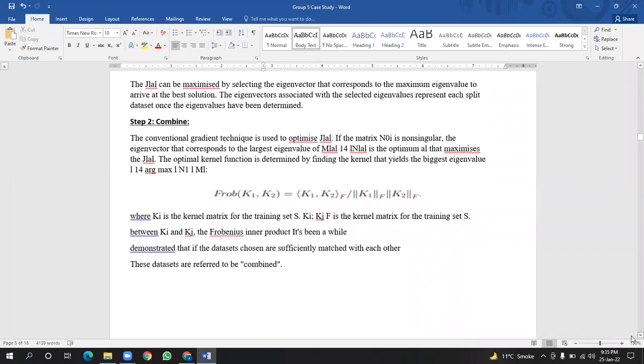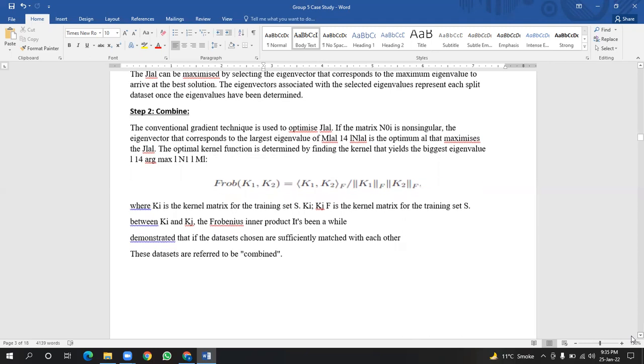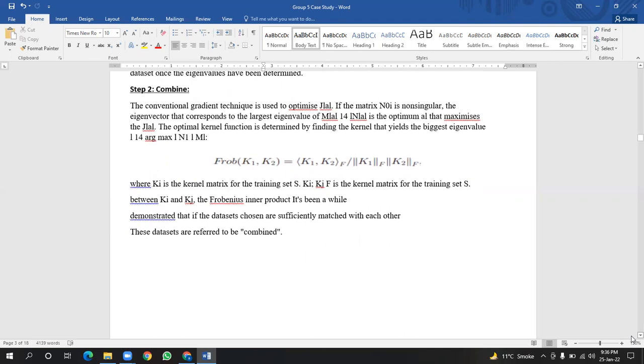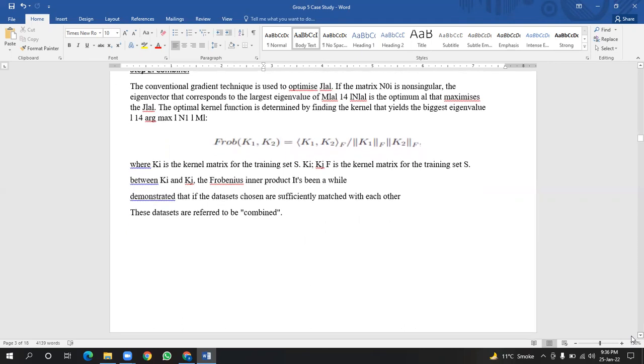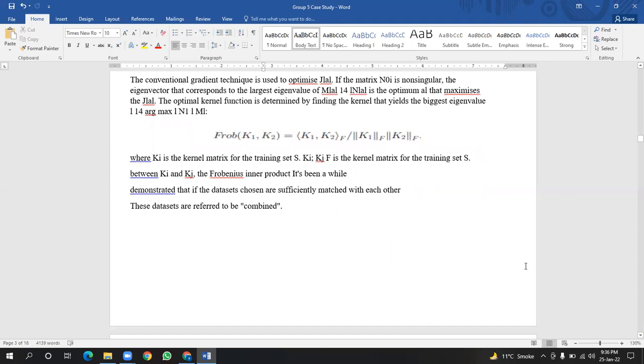In the step to combine the databases, the conventional gradient technique is used to optimize J(A). If the matrix N naught is non-singular, the eigenvector that corresponds to the largest eigenvalue of this formula is the optimum A that maximizes the J. The optimal kernel function is determined by finding the kernel that yields the biggest value. So here is the formula K1, K2, where Ki is the kernel matrix for the training set, Kj is the kernel matrix of the training set, and between Ki and Kj is the Frobenius inner product.